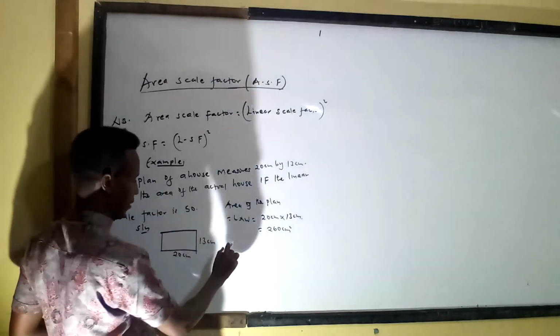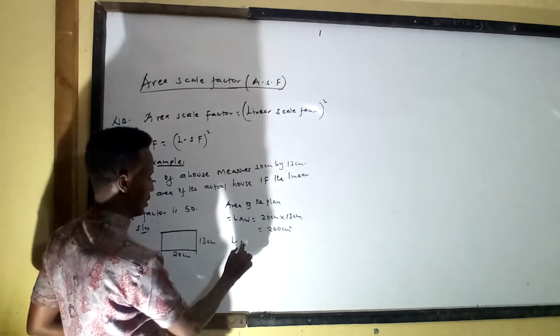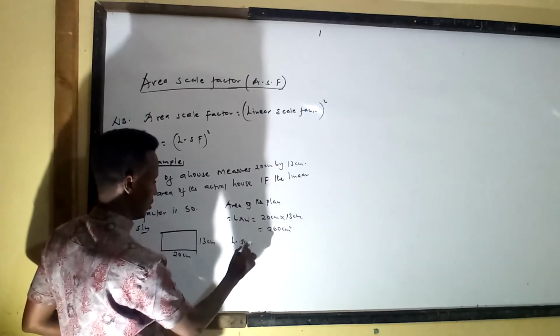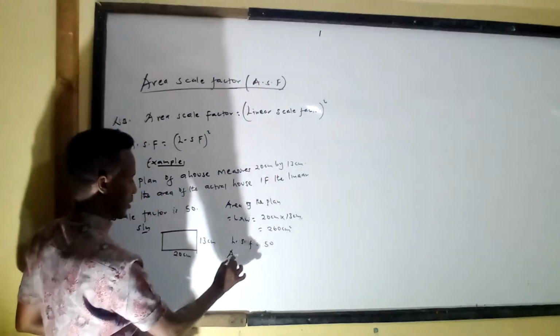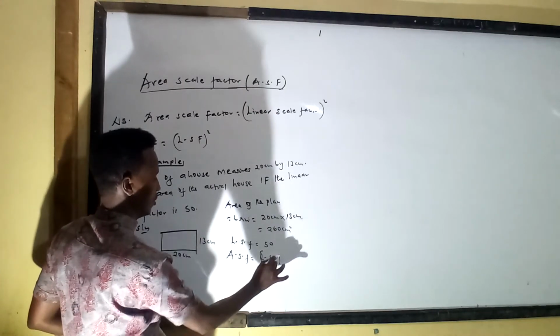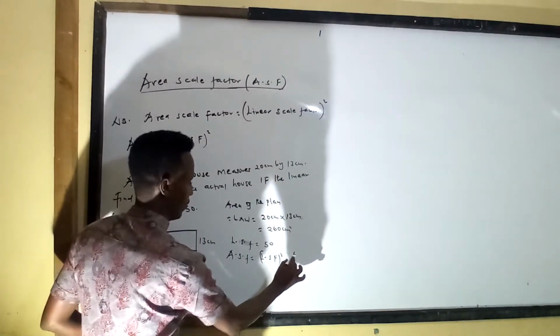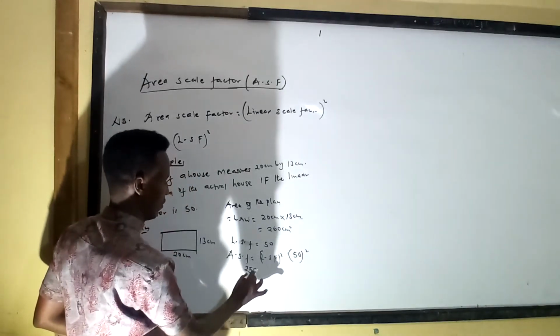But remember, we have the linear scale factor also. Linear scale factor is equal to 50. Then you get the area scale factor. Area scale factor is equal to linear scale factor squared. So you can say 50 squared. That will give us 2,500.